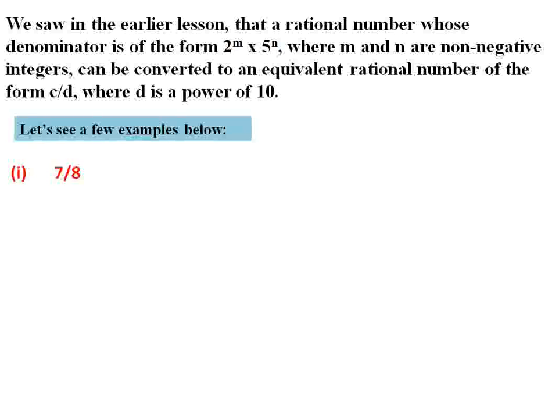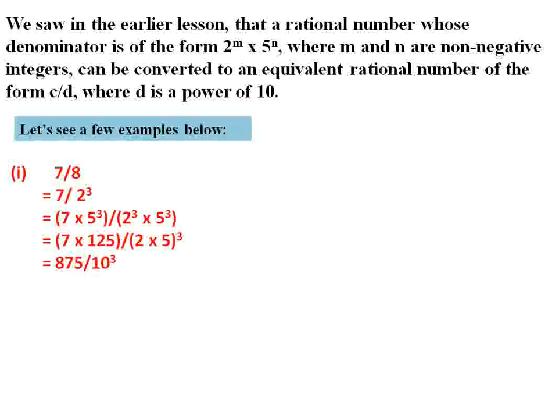Consider the rational number 7 by 8. 8 is 2 cubed. So 7 by 8 can be written as 7 divided by 2 cubed. Multiplying the numerator and denominator by 5 cubed, we get 7 into 5 cubed divided by 2 cubed into 5 cubed. So 7 into 125 divided by 2 into 5 the whole cubed. 2 into 5 gives 10 and 7 into 125 gives 875. So we get 875 divided by 10 cubed.